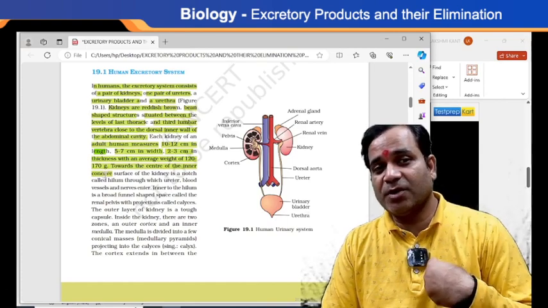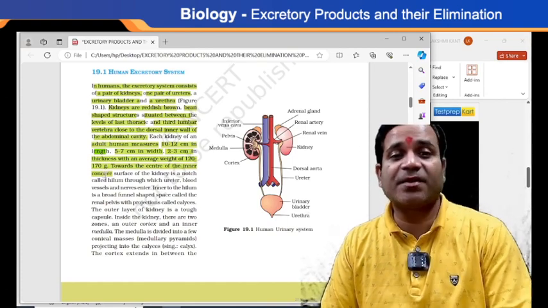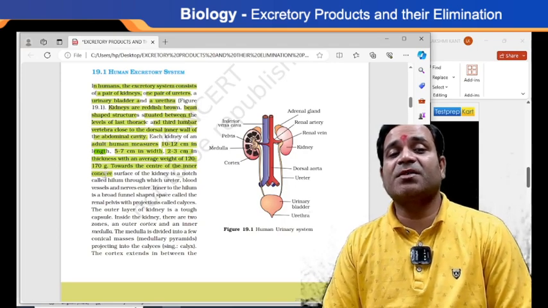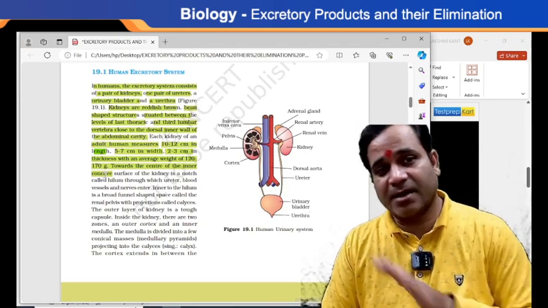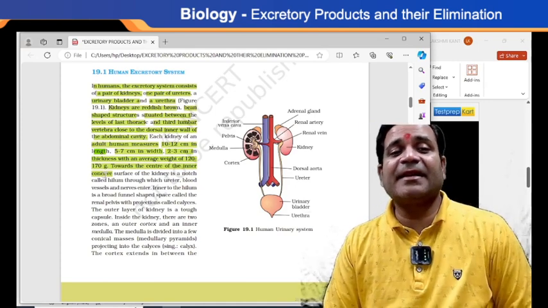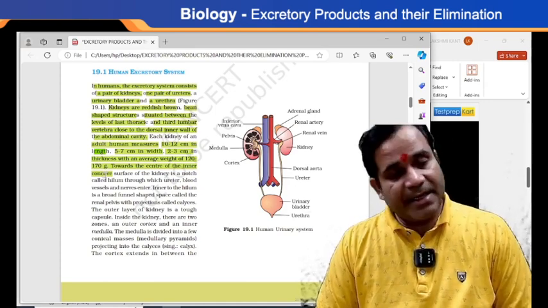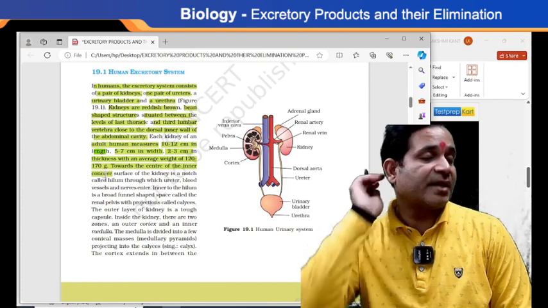I'm going to repeat it here. Mainly, the human excretory system consists of what? A pair of kidneys, a pair of ureters, urinary bladder, and urethra. Correct? Number one. Second thing, the kidney is the main excretory organ. Yes, definitely. So what is the structure of the kidney?